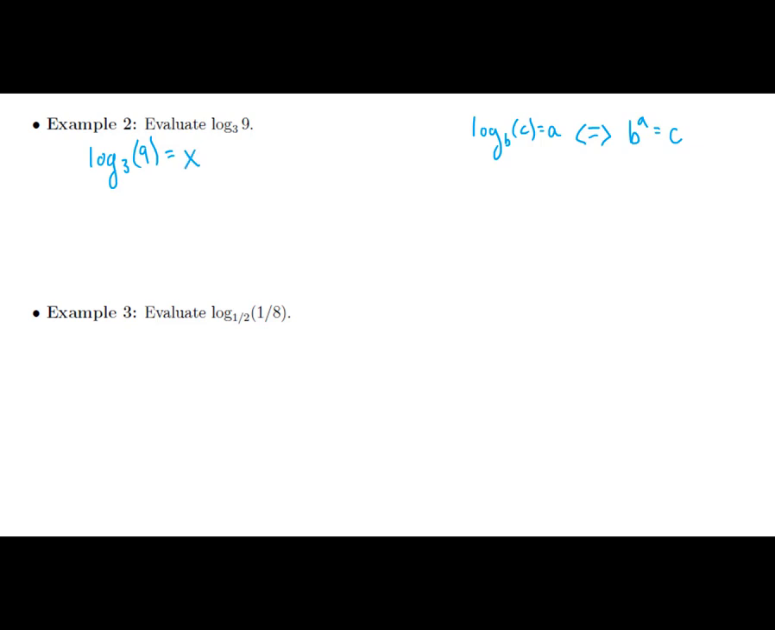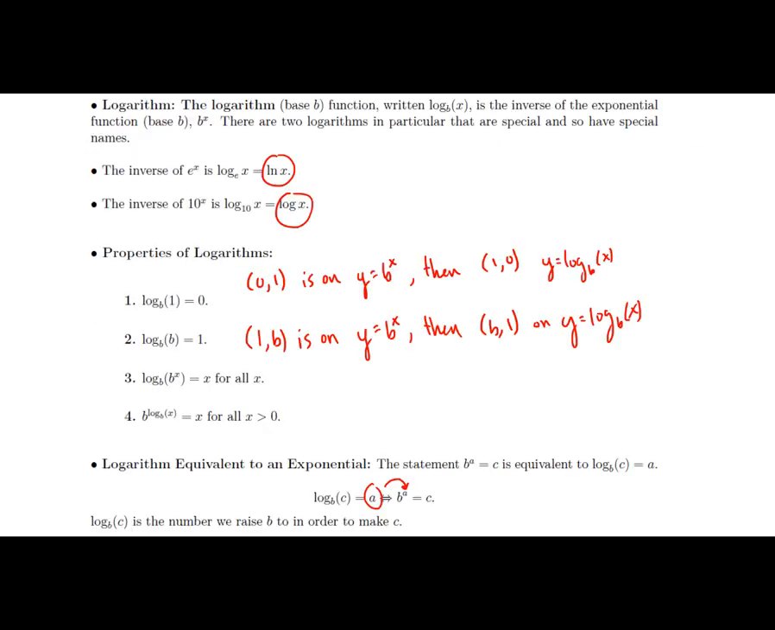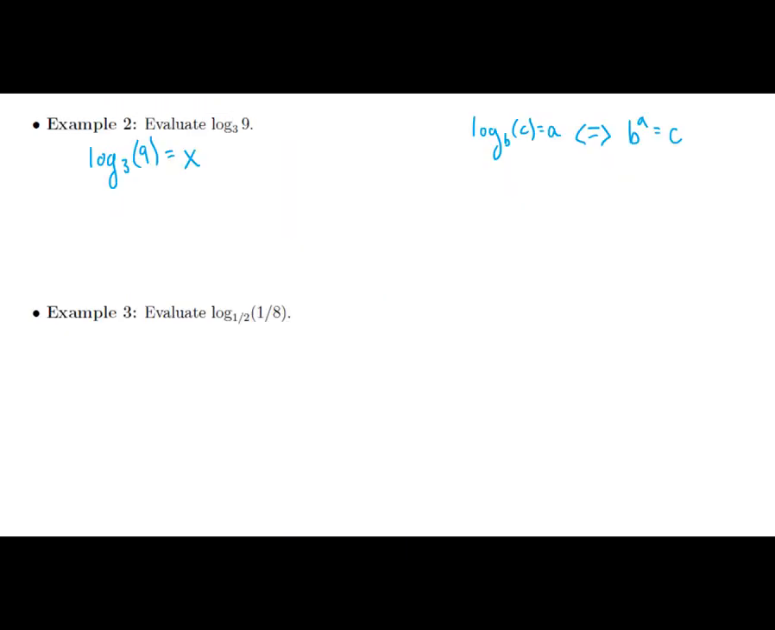So there's two ways to think of it. If I go back to that previous page and I just read this, the log base b of c is the number we raise b to in order to make c. Okay, so I could recite that to myself. The log base 3 of 9 is the number I raise 3 to in order to make 9. Well, because we know that raising 3 to the second power makes 9, that means 2 is our answer.